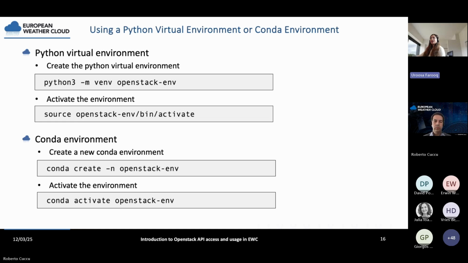In case you prefer working with Conda, you can also create and activate it by running this command to create the Conda environment, give the name of your environment, and then activate it. So in both cases, once your environment is activated, you can proceed with installing the OpenStack client as discussed earlier. Using either of these methods is a great way to keep your OpenStack setup organized and avoid any conflicts with other Python dependencies.